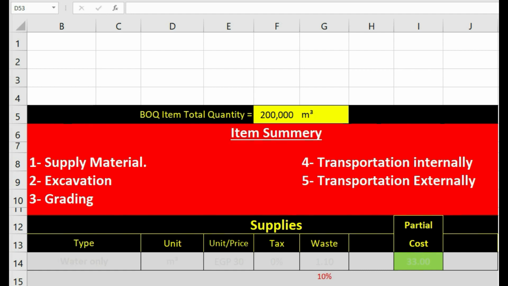Here is the Excel sheet. The BOQ item total quantity is 200,000 cubic meters. The activities or summary of the item are: number 1, supply material; number 2, excavation; number 3, grading; number 4, transportation internally for the valid material to the backfilling area; and number 5, transportation externally for the invalid material to the public dump.